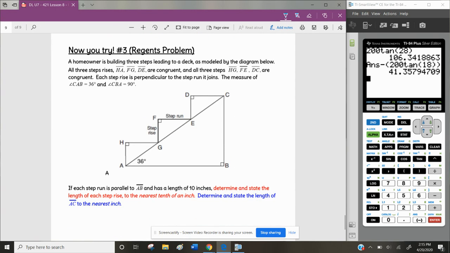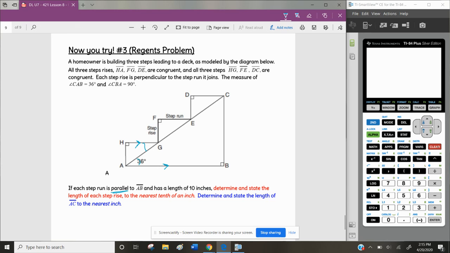All right, we have our last regions problem here. So again, pause the video, press play when you're ready to see a solution. They go through a lot of stuff here. They said that the step runs parallel to AB. So here's my little step. That runs parallel to AB. What does that help me get?